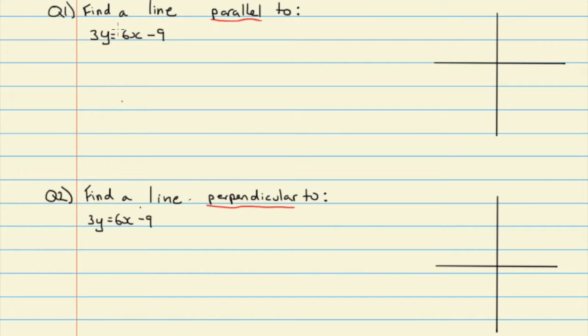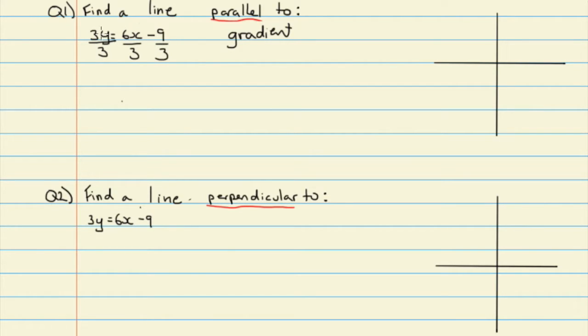Hello everyone. In this question we're asked to find a line that is parallel to the following line and then a line that is perpendicular to that same line. When we think about parallel and perpendicular, we're really talking about the gradient. So we want the gradient of this line to be parallel to this line here.